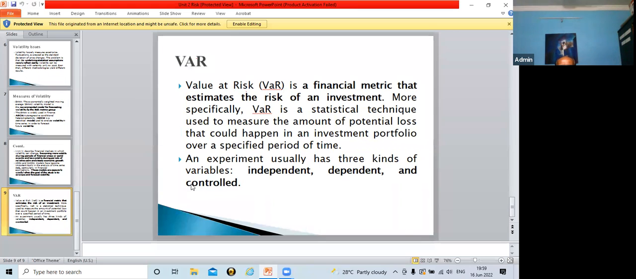In the examination, if you are asked about VAR, GARCH or ARCH, please do write this kind of information on GARCH, ARCH, and VAR.